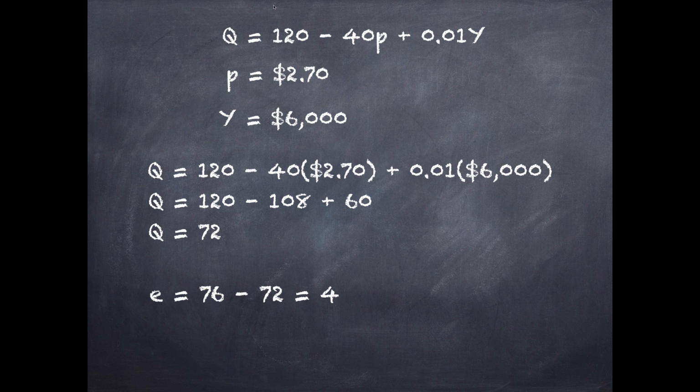So realize that this demand equation will not perfectly predict the actual outcome. There will be a residual, there will be some level of error. And that error is due to the fact that there might be additional explanatory variables outside of price and income that help to predict Q that weren't included in the demand function.